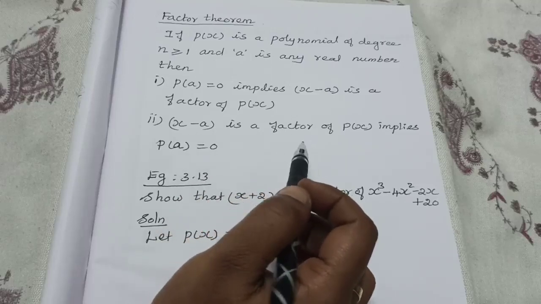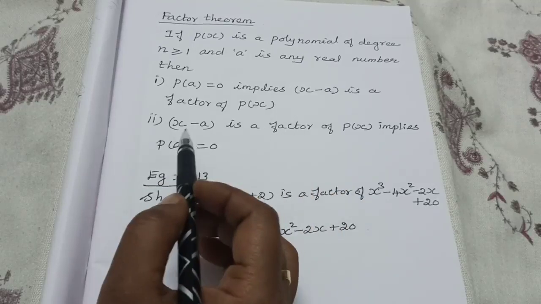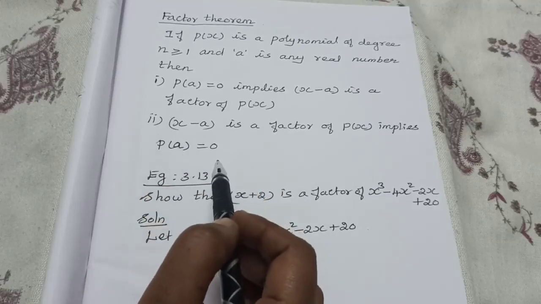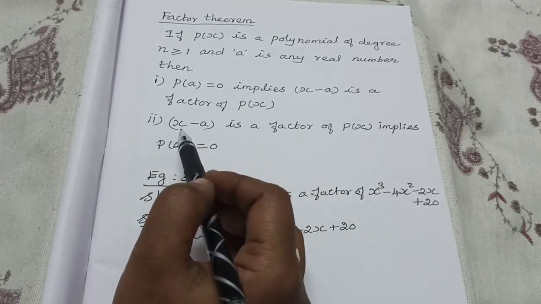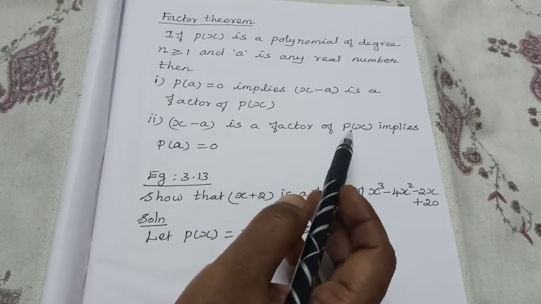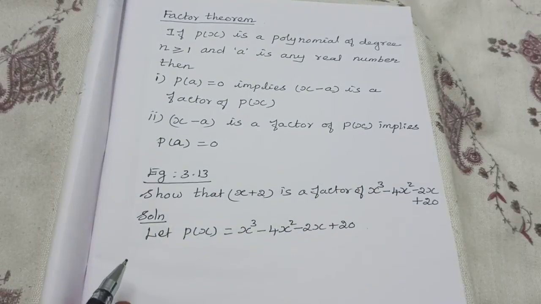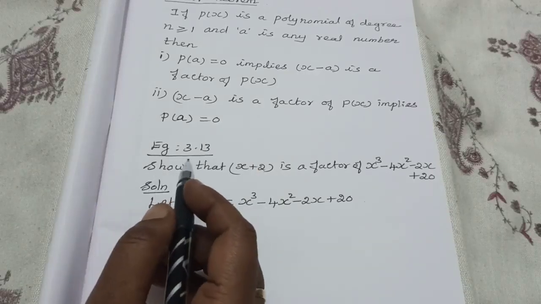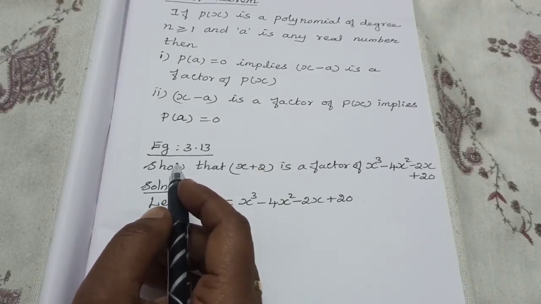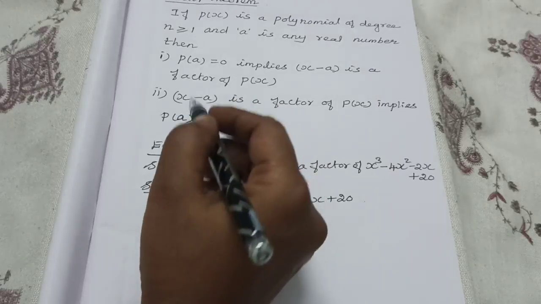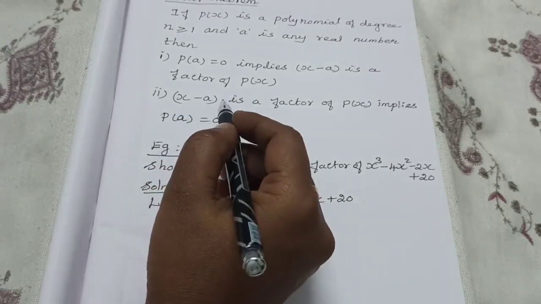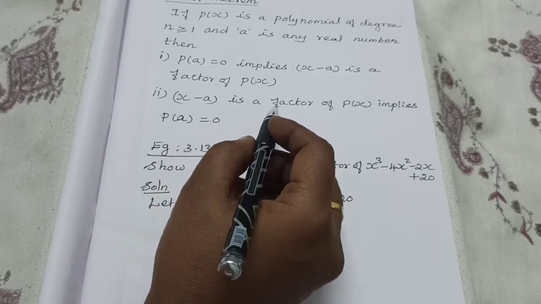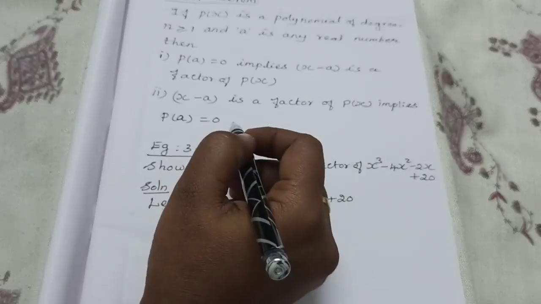divisible, isn't it? Like that only here also, x minus a is the factor means p of a is equal to 0, so we can say x minus a is the factor of p of x. Okay, don't confuse it. Then any example in it? Suppose x minus a is the factor, then p of a is equal to 0, isn't it?